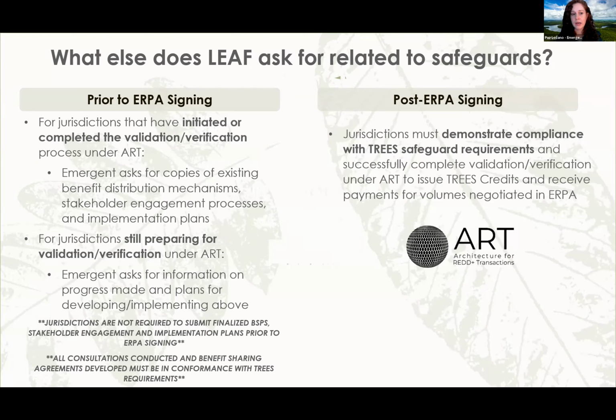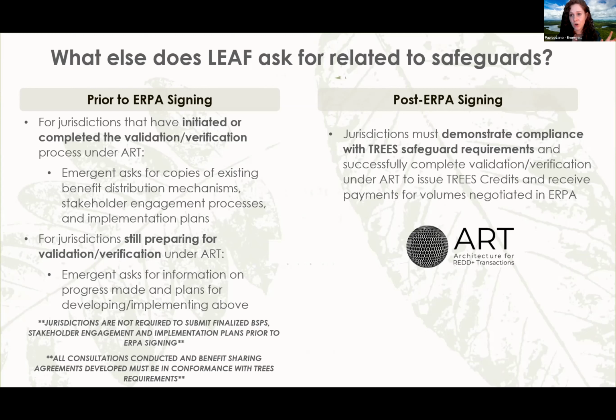Ultimately, prior to ERPA signing, as Emergent, as a buyer, we are really interested in understanding what kinds of benefit distribution mechanisms or agreements or plans have already been developed or are under development within the jurisdiction. We also are really interested in understanding what the processes are that have been implemented or are under development within that jurisdiction for stakeholder engagement and consultation. And we're also interested in the status of the implementation plans, whether or not jurisdictions have already finalized those or if they're in progress, right?